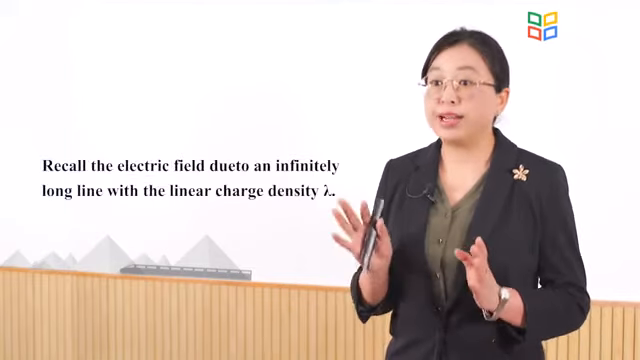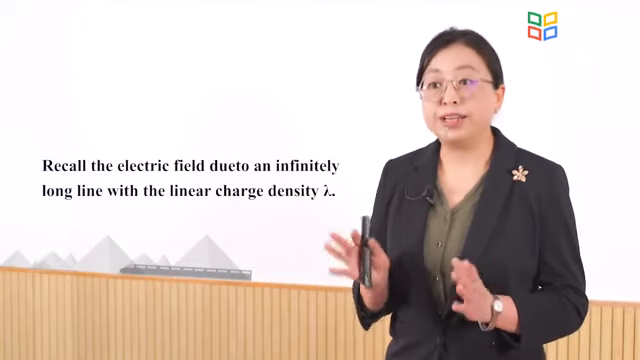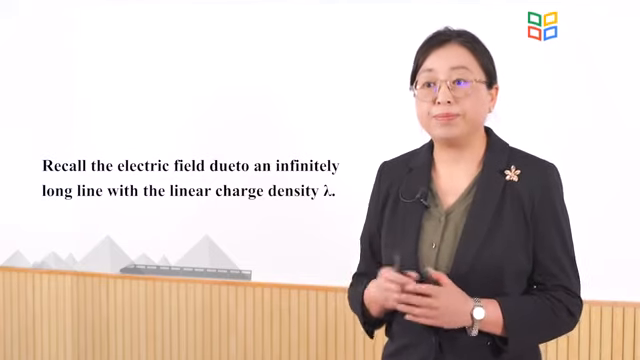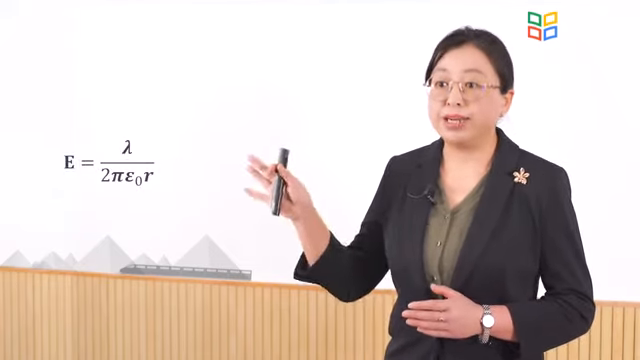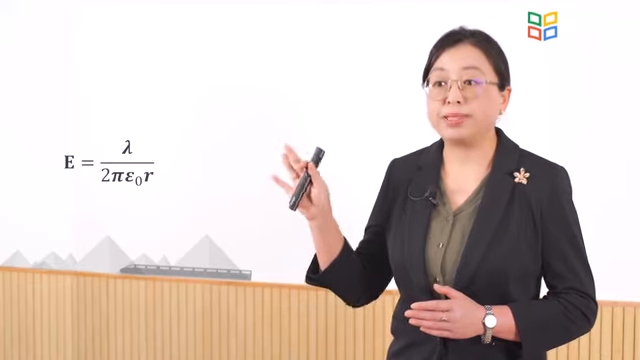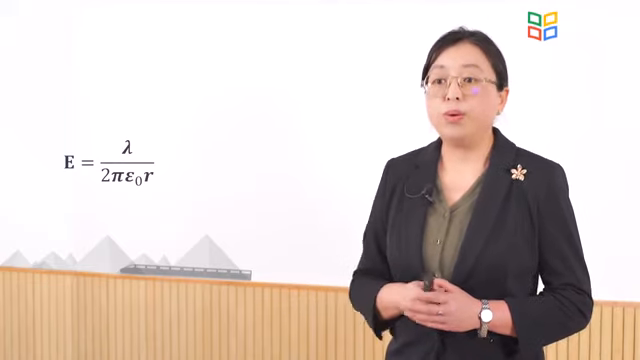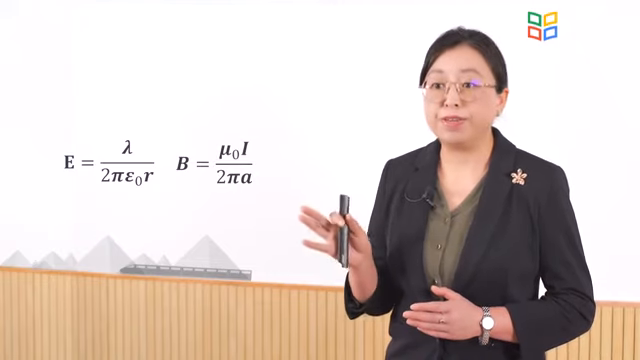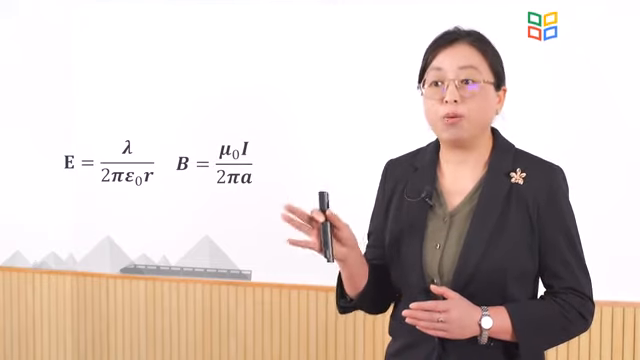Please recall the electric field due to an infinitely long line with the linear charge density lambda. E equals lambda divided by 2 pi epsilon 0 r, which has a similar mathematical form as the one for the magnetic field due to an infinitely long wire.